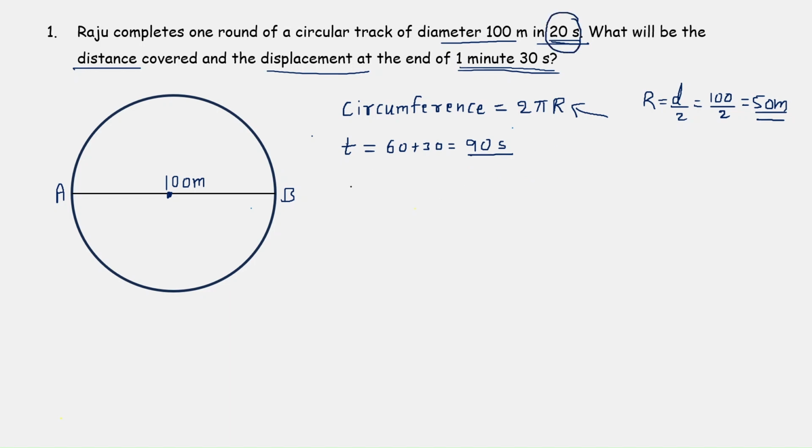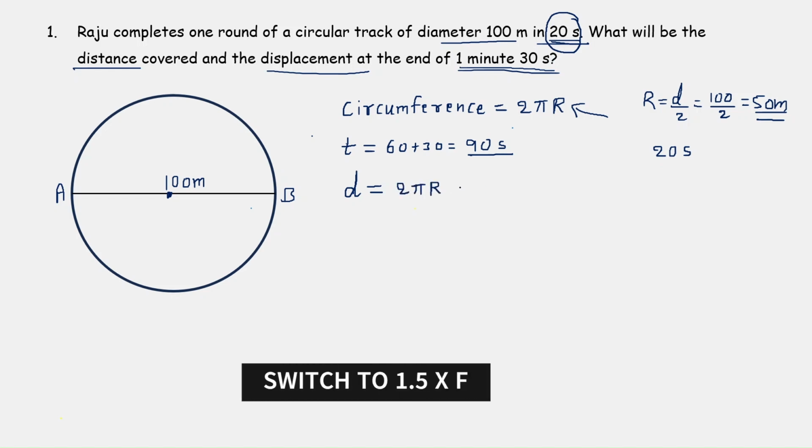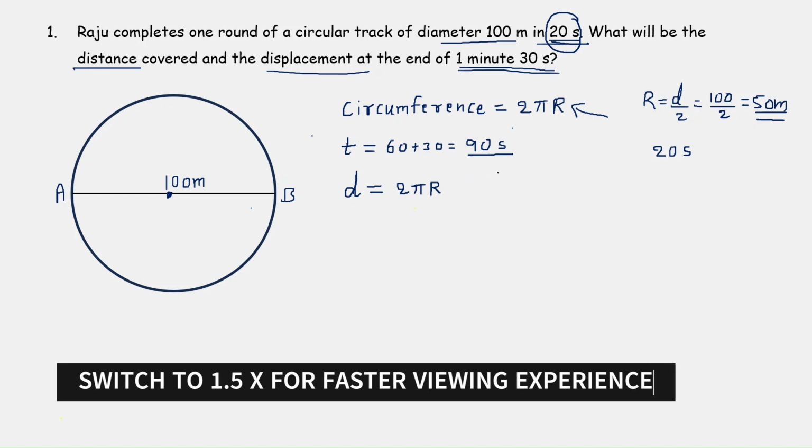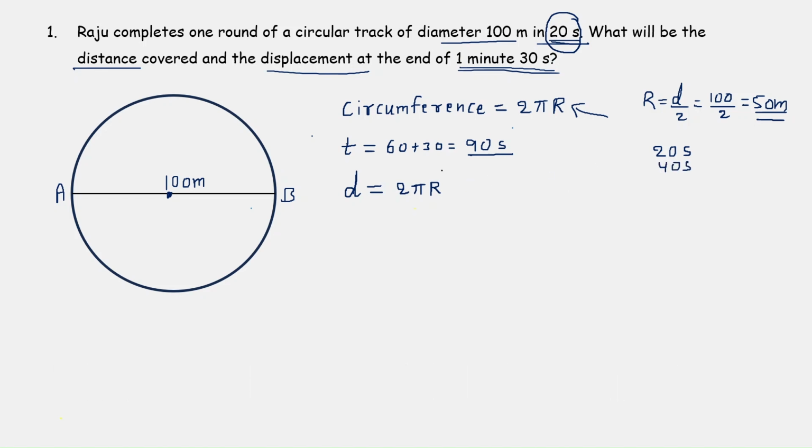So now we have to understand. Let us see the total distance covered. In first 20 seconds, let us write down somewhere, he is able to complete 2 pi r. You just follow this one in a different way. Another 20 seconds, meaning by the end of 40 seconds, he is able to complete another 2 pi r. And another 20 seconds, he is able to complete 2 pi r. Next 20 seconds, he is able to complete 2 pi r. And next 10 seconds, he is able to complete half of 2 pi r.